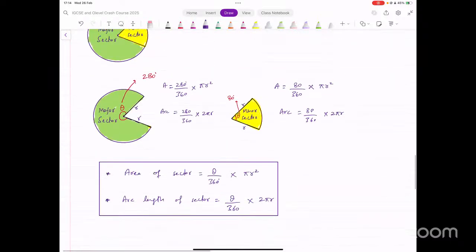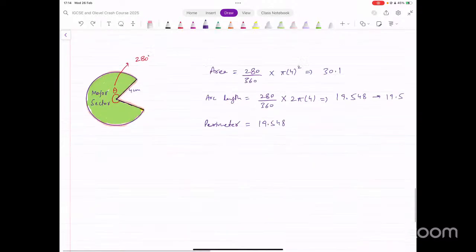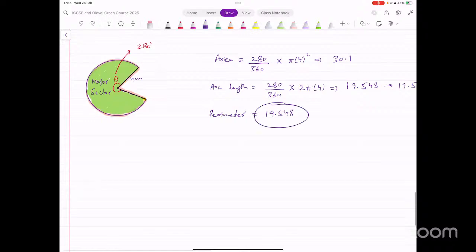Remember, the sector has 3 sides, 2 radii and 1 arc. This is just 1 arc. What about the radii? This side is 4, and this side is also 4. So we add to it 4 and 4, and that gives us 27.5. That's the perimeter of the sector.